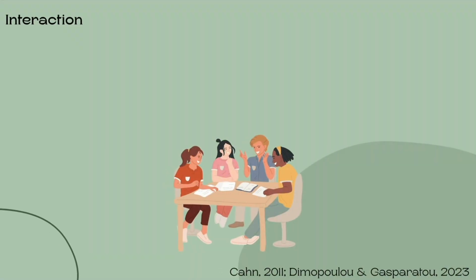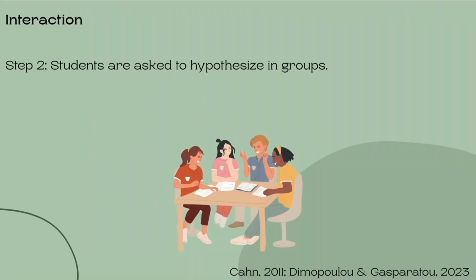Step 2. Students are asked to hypothesize in groups. Dewey states that progressive education relies on creating and testing hypotheses. Furthermore, Dewey emphasizes the social nature of learning experienced in the community. Therefore, educational experience will not only affect the student, but also their surroundings by involving themselves in social collaboration.